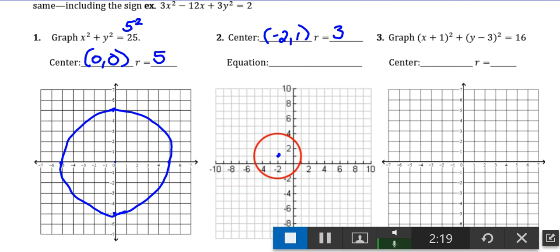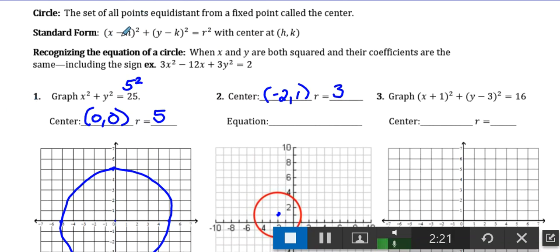So using my equation from above here, I have x minus h squared. This is my h, this is my k. So x minus -2 makes +2, plus y minus 1 squared, and that's going to equal 3 squared, and 3 squared is 9. Alright, so this would be a good point to pause the video and try problem 3 on your own before watching the solution.